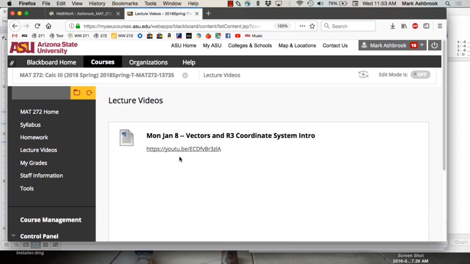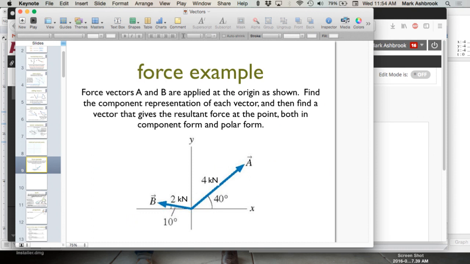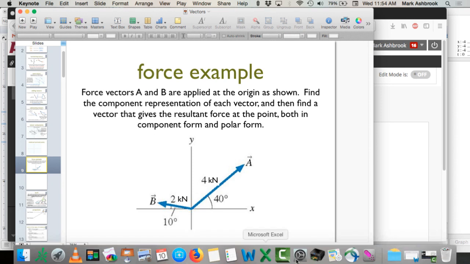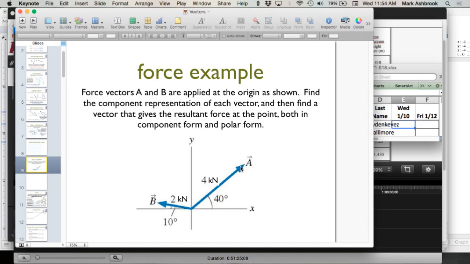Anything? Okay, so let's work on this example. Did I start the video? Good, right? Yeah. So it says force vectors A and B are applied at the origin as shown. Find the component representation of each vector, and then find a vector that gives the resultant force at the point.